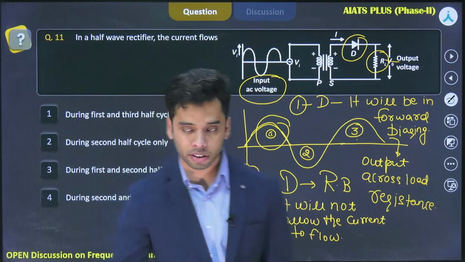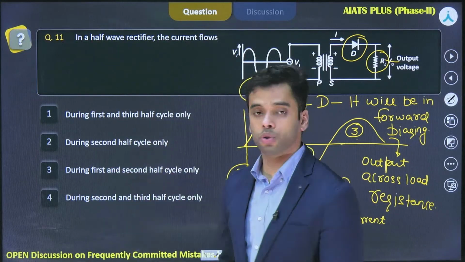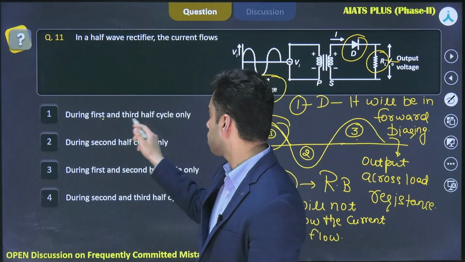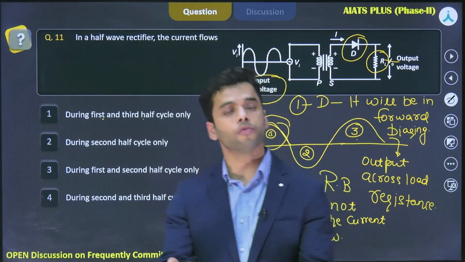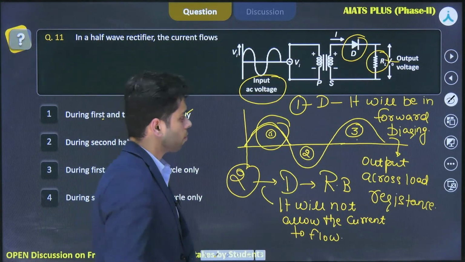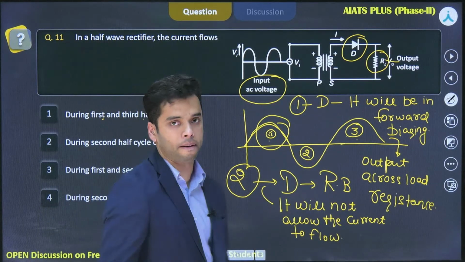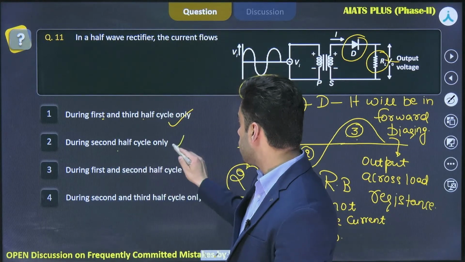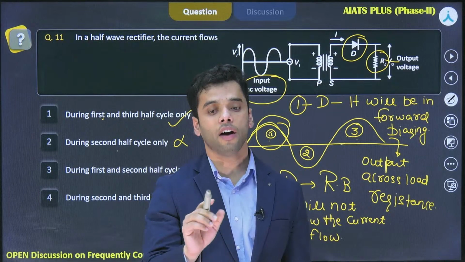So what are the options saying? You need to pick the cycle in which the current flows. The first says during the first and third half cycle. Yes, the current flows only for the first and third half cycle. This one is correct for this part and for this part, right? Now, during second half cycle only. No, current does not flow during the second half cycle.